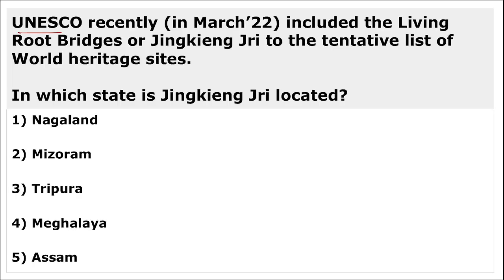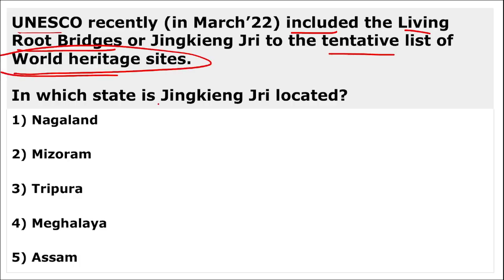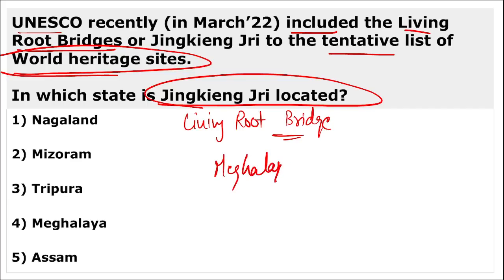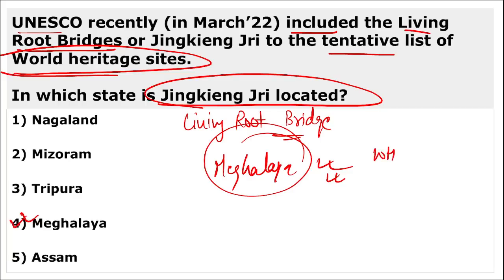Next, UNESCO recently included the Living Root Bridge in the tentative list of World Heritage Sites. In which state is this Jingkieng Jri located? Jingkieng Jri is also the other name of the Living Root Bridge. Where is it located? It is located in the state of Meghalaya, and this Living Root Bridge has been recently included in the tentative list of World Heritage Sites.